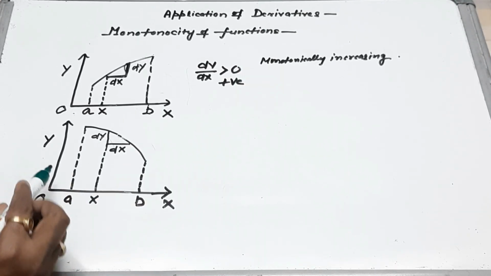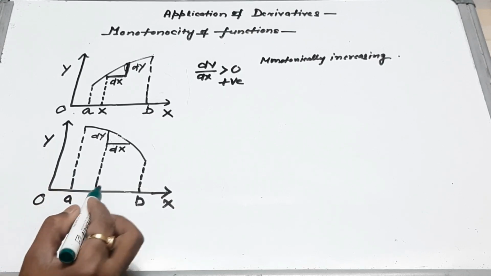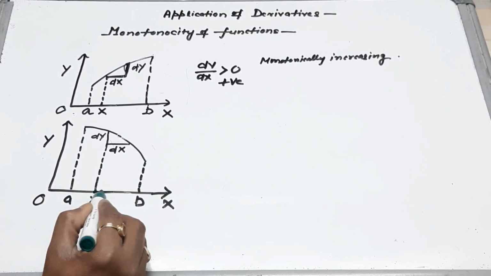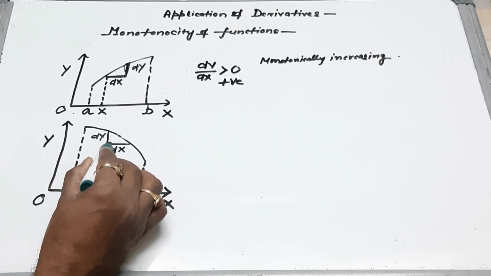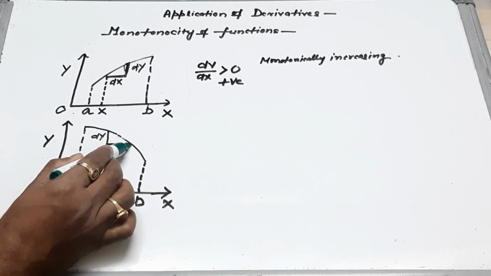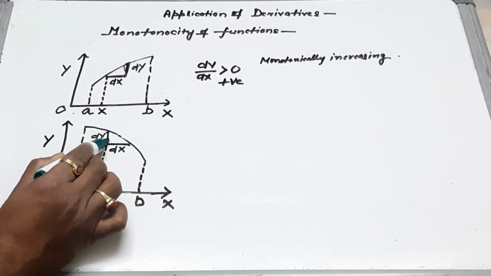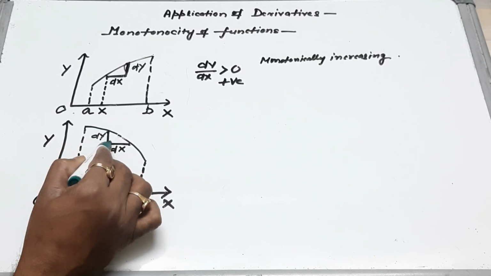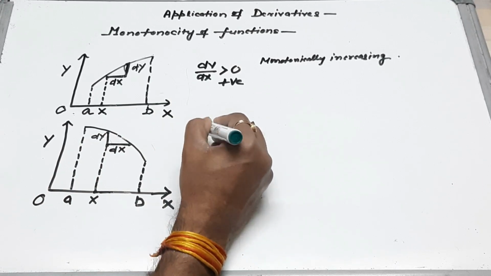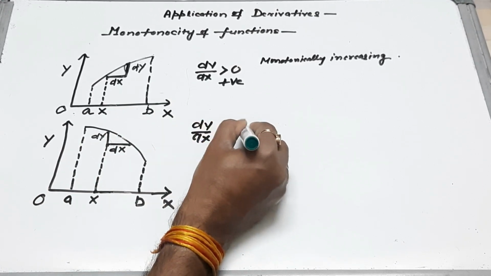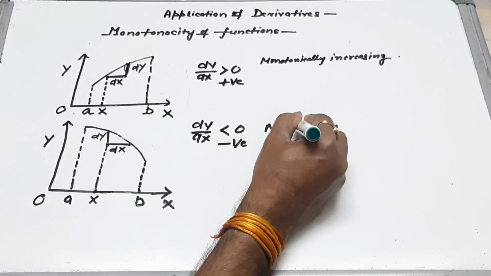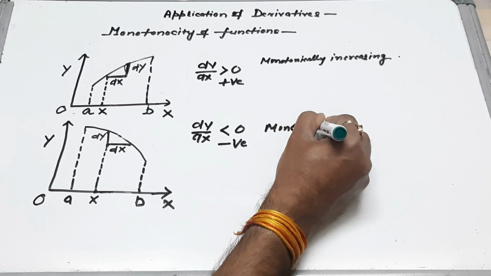Now come here in the lower graph. You see at any point x, what did I do? I moved a dx distance further on the x-axis. Function falls from this height to this height. Means dy height, it falls down. What does it mean? X increases, y decreases. Means what? Dy by dx is less than 0, or you can tell it as negative. What does it mean? Monotonically decreasing function.